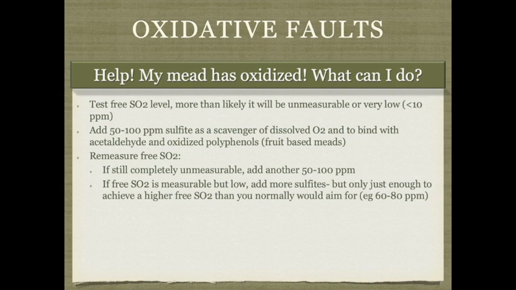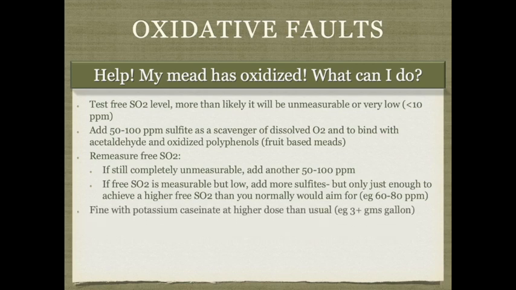Now, if there is some measurable, either to start with or after you've given the large sulfite addition, then I would not add as much, because you don't want to overshoot, of course, and cause yourself to have another flaw, too much sulfites. Instead, I would add some sulfites, but try to aim for a level a little bit higher than you normally would aim for, maybe 60 to 80 parts per million, instead of the usual, say, 30 or 50 that we're aiming for, depending on pH and so forth.